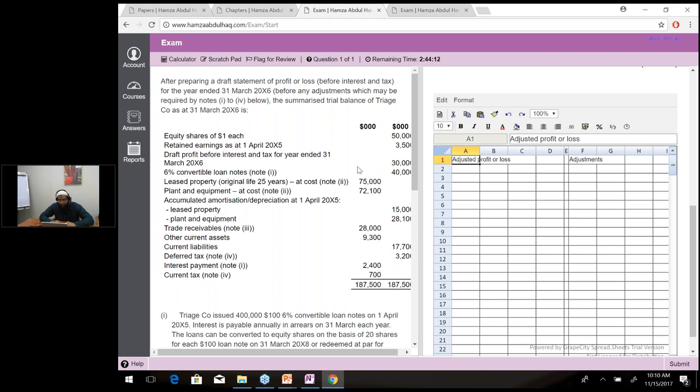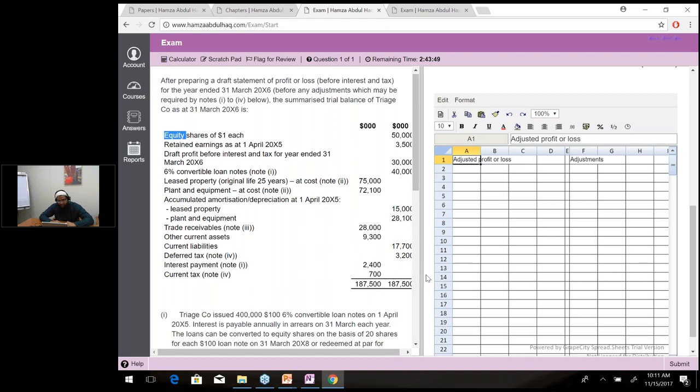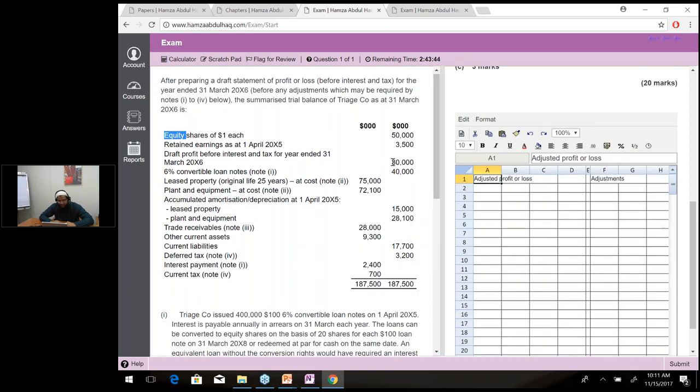Now let's have an overview of the trial balance, just to have a look at what information has been provided. So the question is given as equity shares of $1 each. The question is given as the retained earnings as at 1st April 20x5, which means these are the opening retained earnings. The question is given as the draft profit before interest and tax for the year, and if I slide down the screen, the draft profit is actually 30,000. And then the question is given as 6% convertible loan notes relating to adjustment number 1, $40,000.